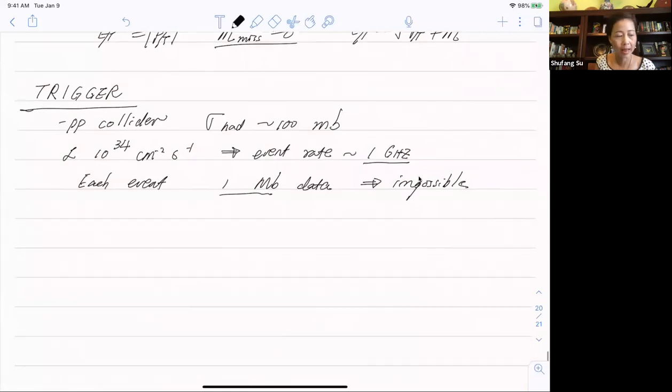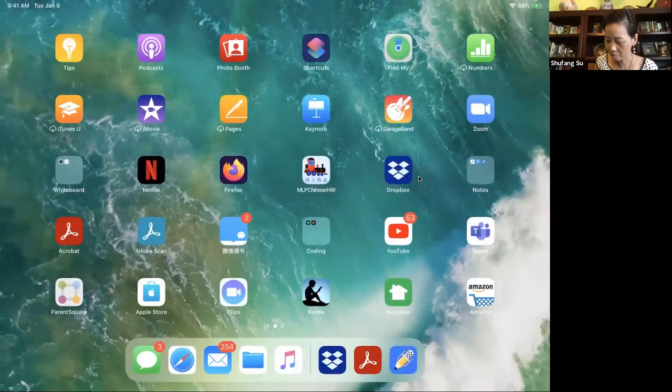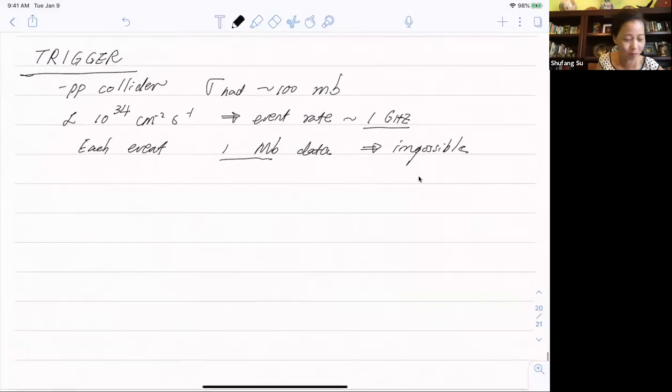But on the other hand, you don't have to save all the events, because most of the events are things you don't need. Must be something to do with my hand today. It keeps touching the wrong thing.